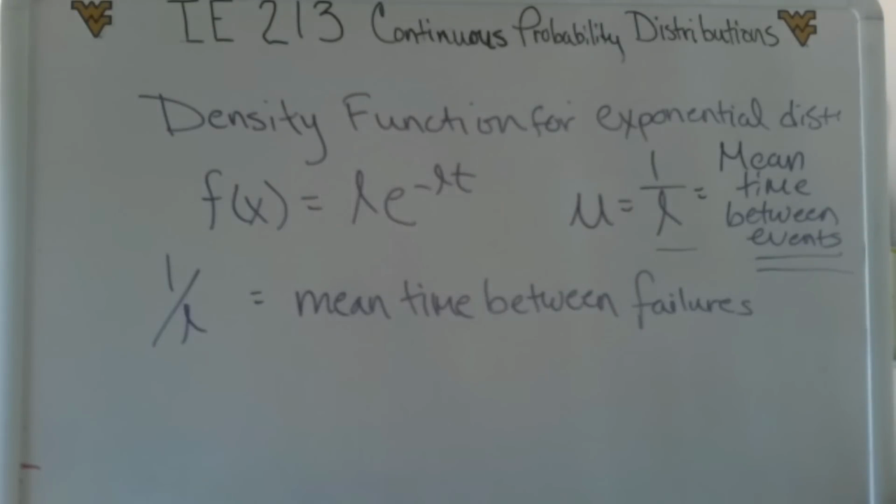Many equipment breakdowns do follow the Poisson process, thus the exponential distribution does apply. Other applications include survival times in biomedical experiments and computer response time.